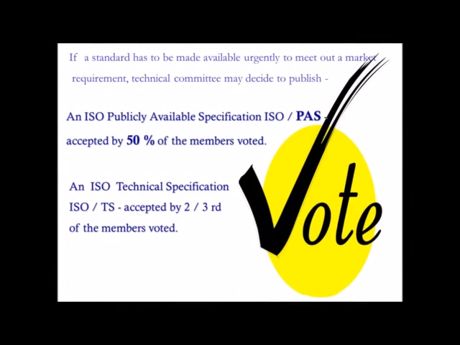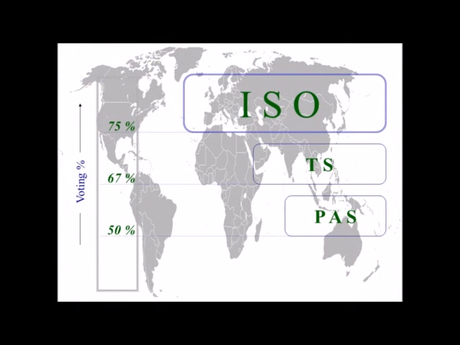How does the voting take place? All the members will be voting for that particular draft. There may be a situation wherein the vote percentage in favor of the new draft is to the tune of 50%, or maybe more than 50% but less than 2/3 of the members voted. Means roughly to the tune of 66%. PAS, publicly available specification. If the result of voting is only between 50 and 67, then it will be released as not ISO. It will be released in the name of ISO/PAS, publicly available specification.